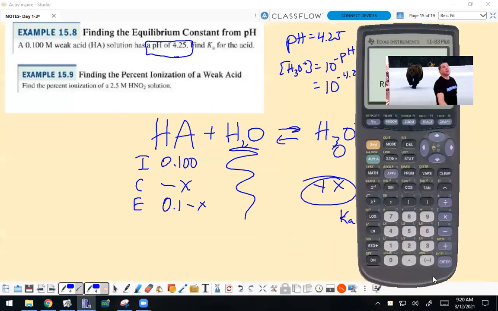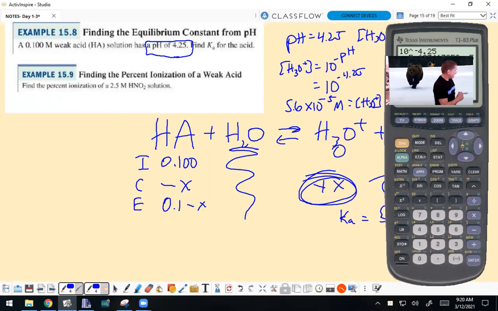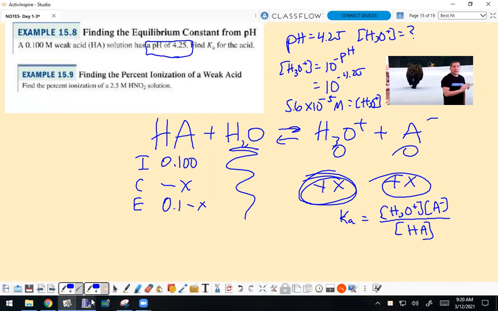So we have 10 to the negative 4.25, and this gives us our molarity of the hydronium ion, which is X. How does that help us? Ka is equal to X times X.